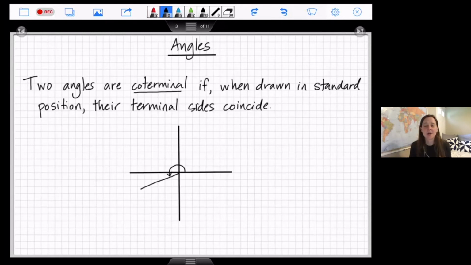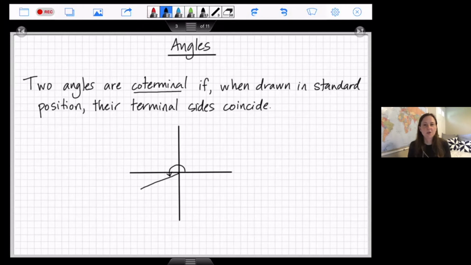Our last vocabulary word for the angles section is going to be coterminal. So two angles are coterminal if, when drawn in standard position, their terminal sides coincide. All right, so I've got an angle drawn here that lies in quadrant 3. It's a positive angle because it's rotating counterclockwise.